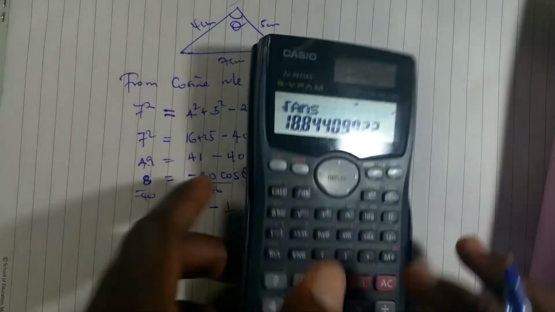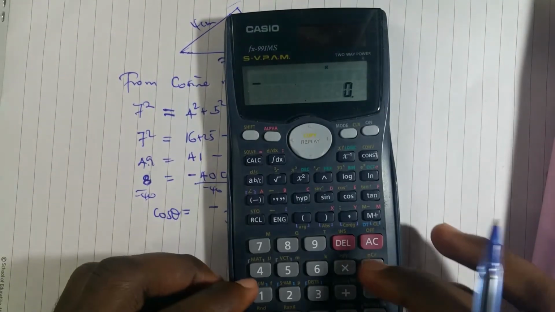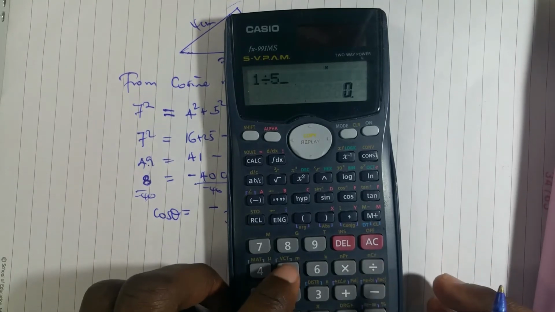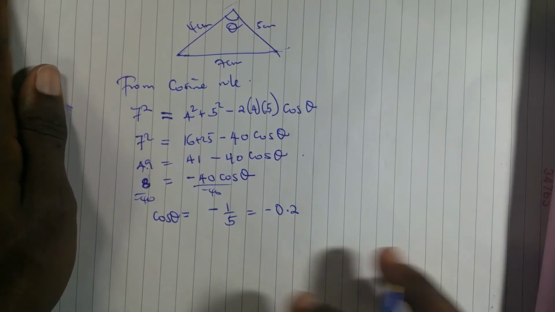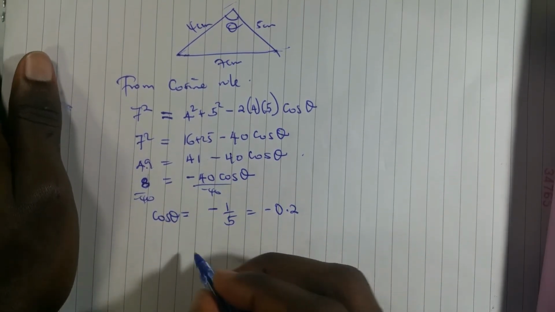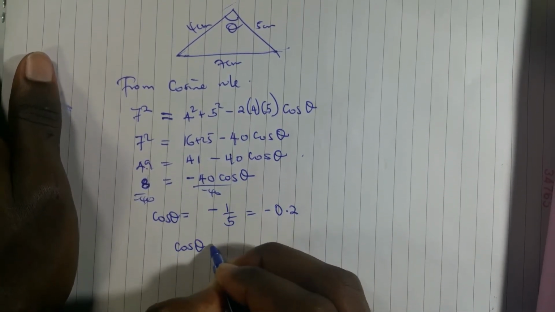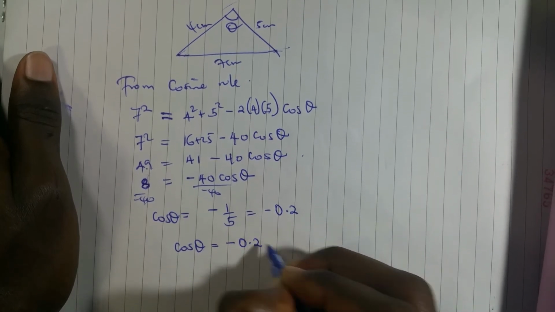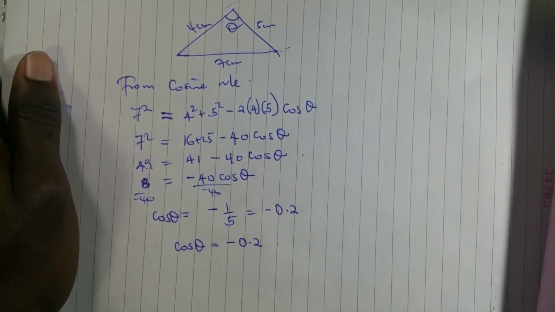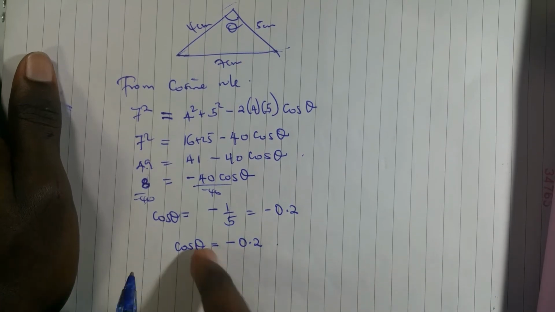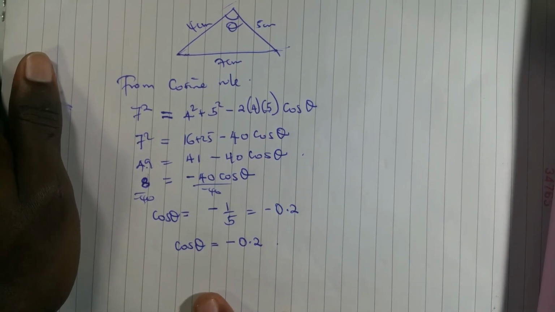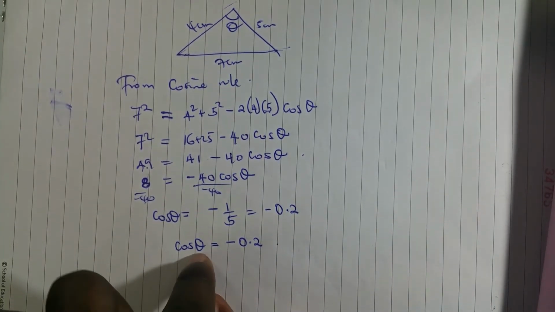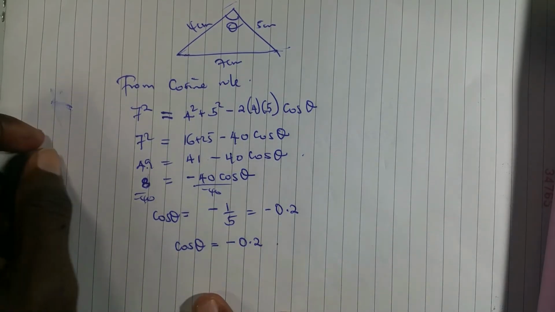That's exact, I think. Let's first check before we go ahead. 1 divided by 5, 0.2 is exact. So we have negative 0.2 because of this negative. So now we have cos theta equals negative 0.2. Now how do we get that theta? Remember, with this we are now going to get the inverse. To get that angle, we need to get the inverse cos of that to get that angle theta.